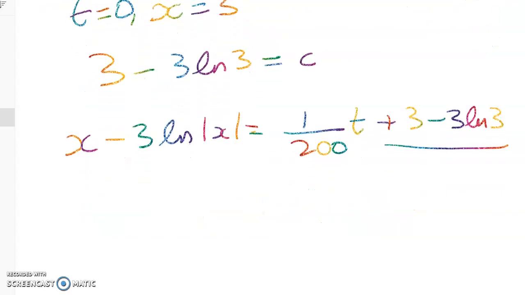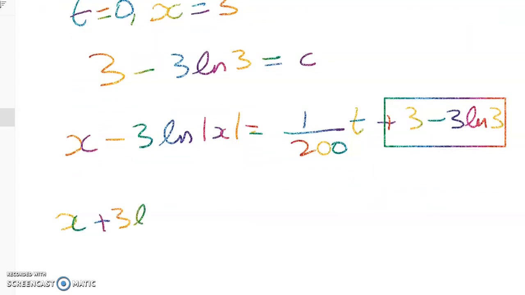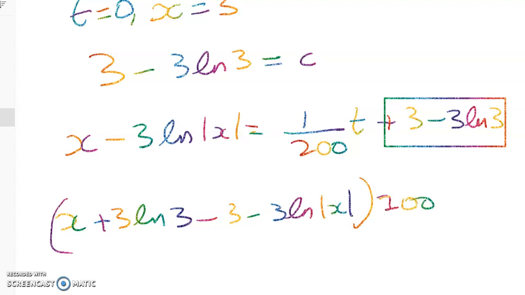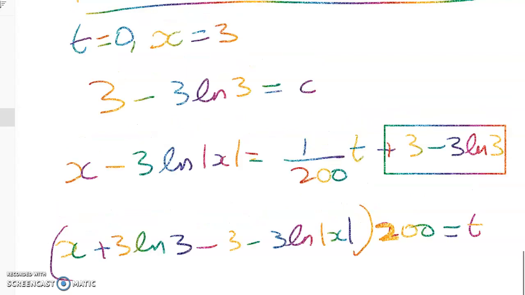So let's take everything to one side except for the bit with t in it. (x plus 3 log 3 minus 3 log x) times 200 is equal to t. So that's my solution to the equation. We had to get t equals blah blah, and the last part of the question makes us solve a problem with that.